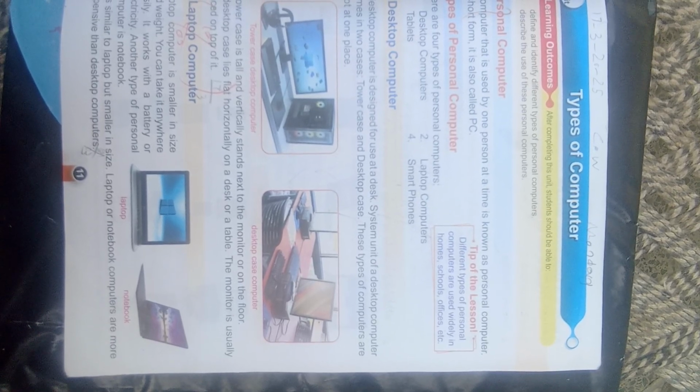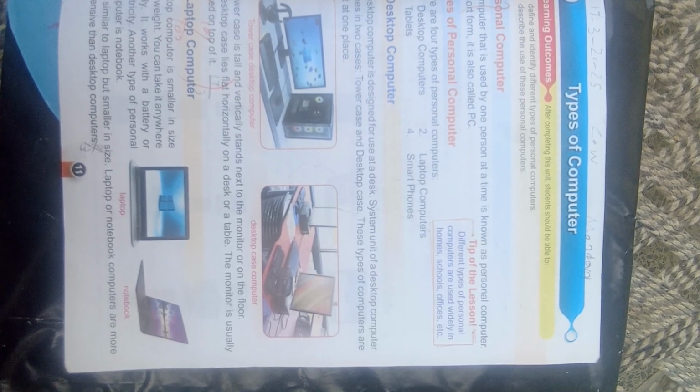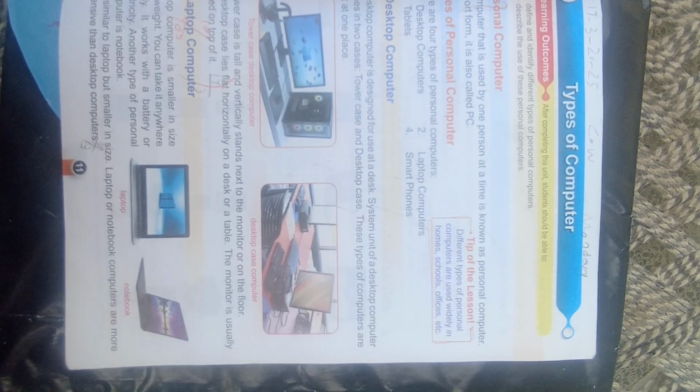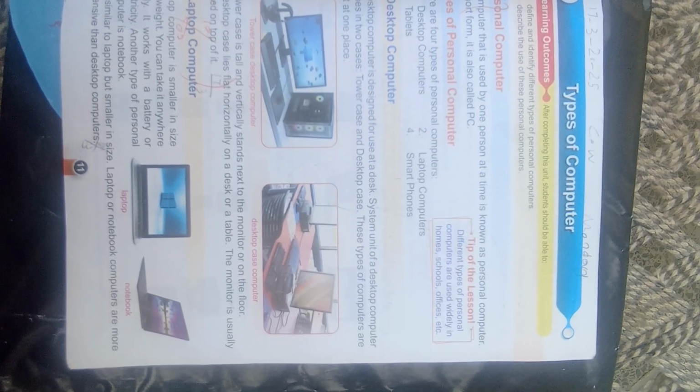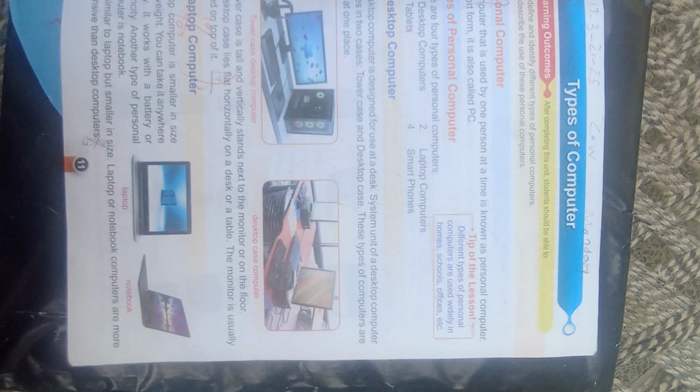Desktop computer. A desktop computer is designed for use at a desk. System unit of a desktop computer comes in 2 cases: tower case and desktop case. These types of computer are kept at one place. A tower case is tall and vertically stands next to the monitor or on the floor. A desktop case lies flat horizontally on a desk or a table. The monitor is usually placed on top of it.